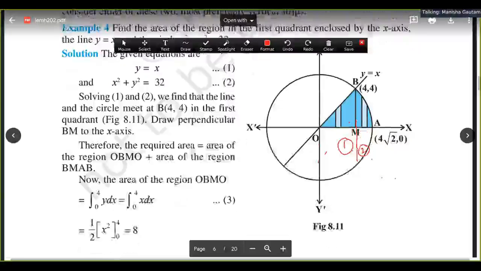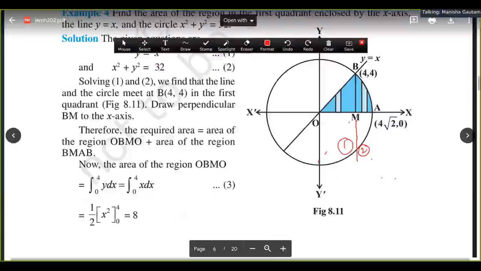Two parts are here. First part, 0 to 4, area under the line. Line means y is equal to x. Integrate, x square by 2, and put the limit 0 to 4, we are getting 8. This is the first part.